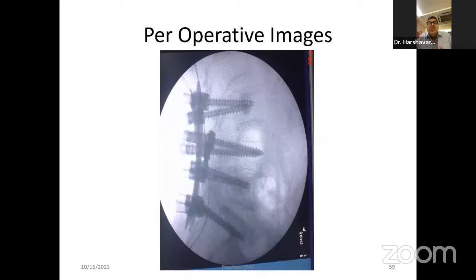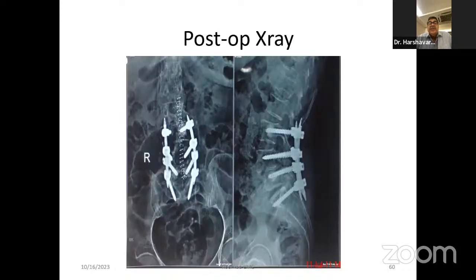So this is what it is. If you look at the top screw and the third set of screws, you'll see a halo around it. That's the cement that goes out of the screw. Next slide, please. So this is what it looks like. Fixation. Next slide, please.